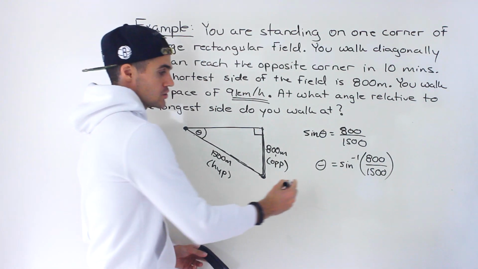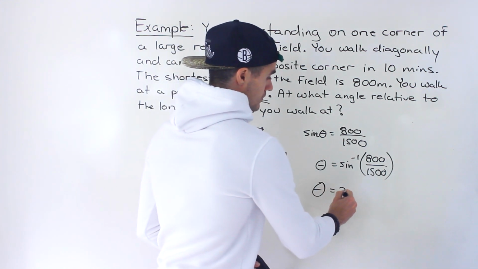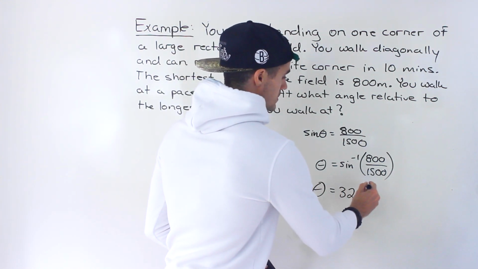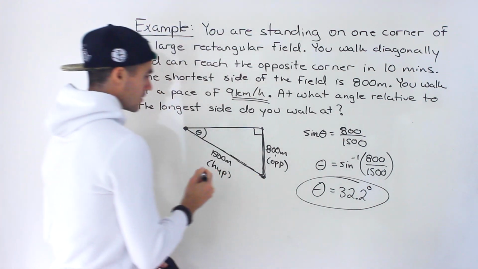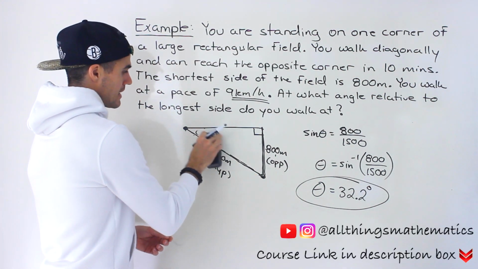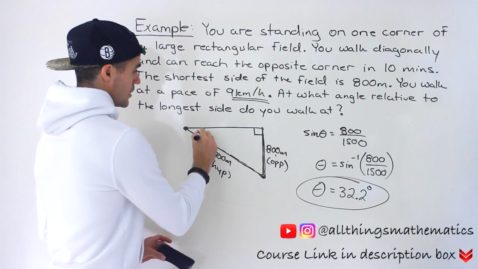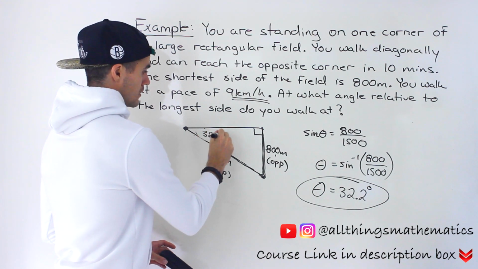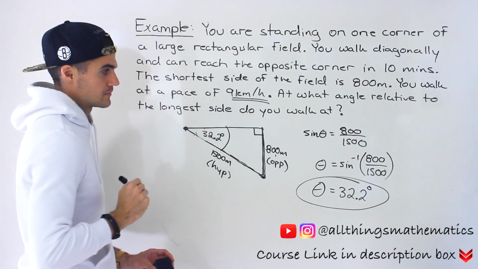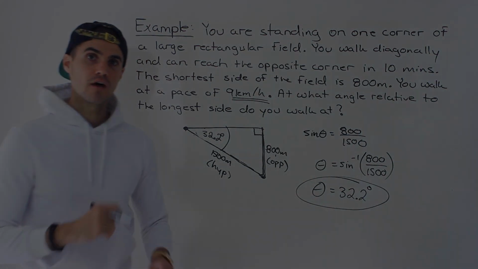And when you do that calculation, you'd end up with 32.2 degrees, right? So that there would be the answer. So that's the angle at which you're walking relative to that longest side, like that. That is the final answer.